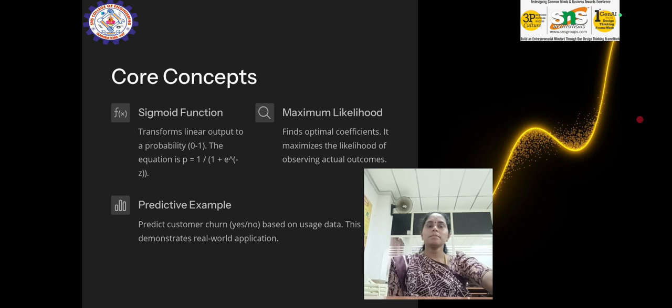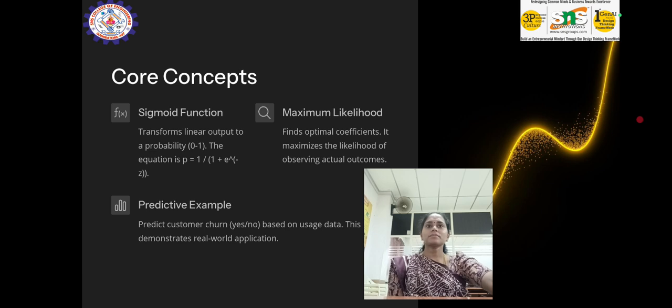The formula is P equal to 1 by 1 plus e power minus z, where z is a linear combination of input features and e is Euler's number. The result P represents the probability that the given input belongs to the positive class. When z equals 0, the sigmoid function output is 0.5, representing a neutral probability. As z increases or decreases, the output approaches 1 or 0 respectively. This transformation is what gives logistic regression its power in classification.